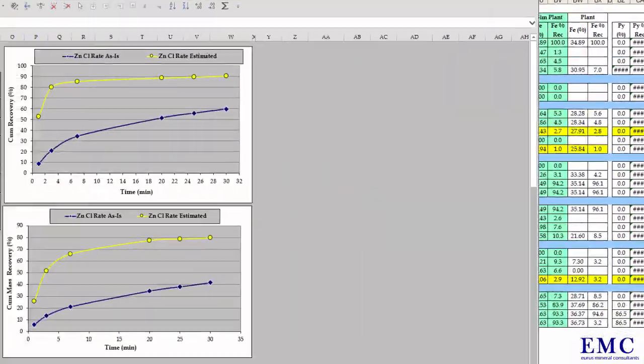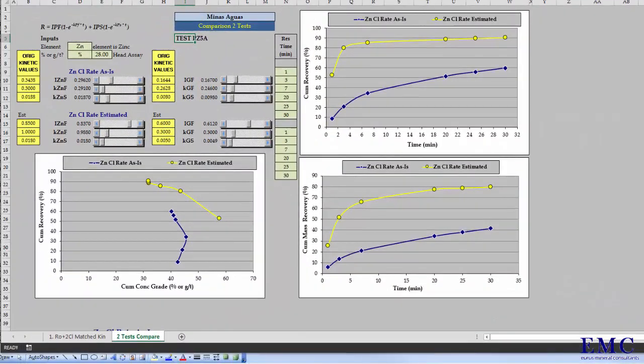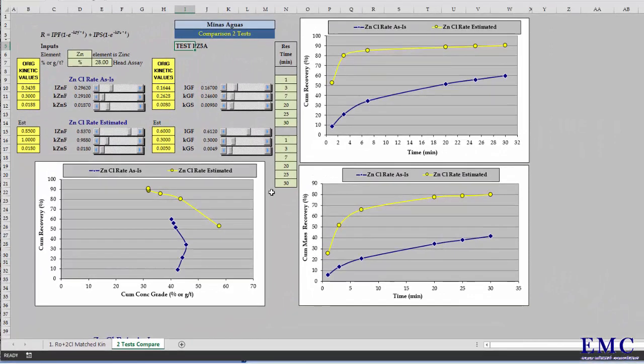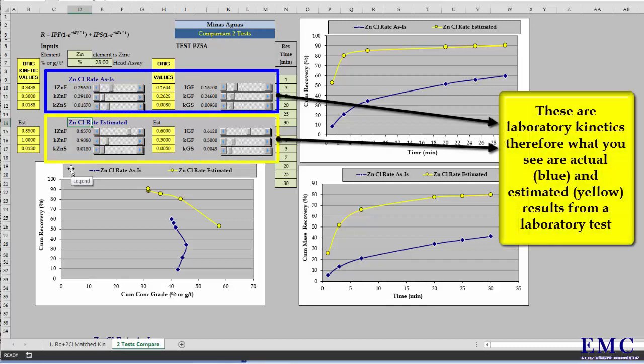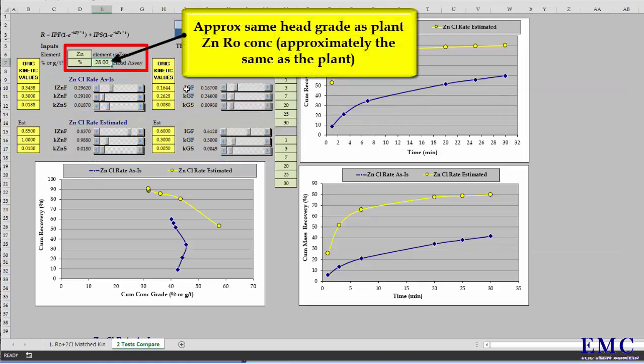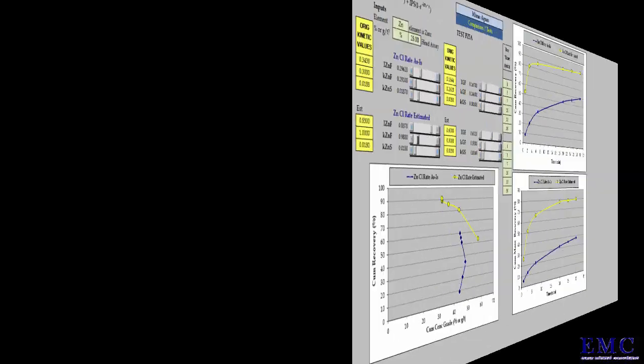The next thing I'm going to bring into the screen is ScrollCalc. What I have here is a little program that compares two sets of tests. One, as you see here, is the zinc cleaner rate test as is, and this is the estimate, which are the kinetics that I put into the simulation so that it reproduces what the plant performance is. Here it's zinc and the head grade is 28%.